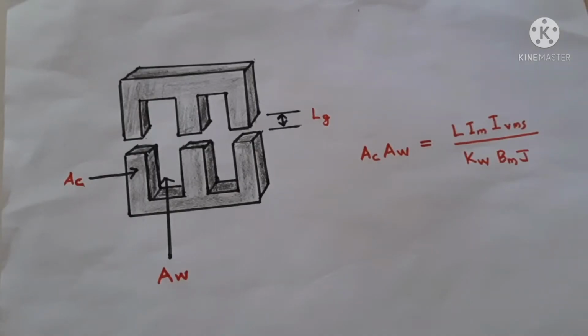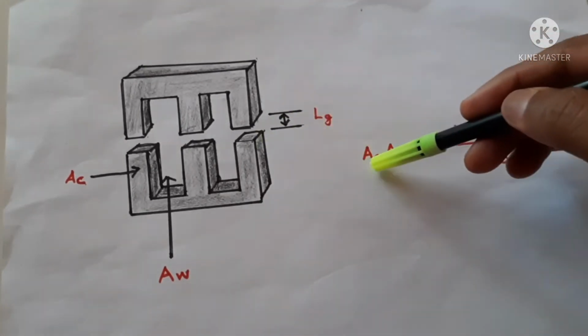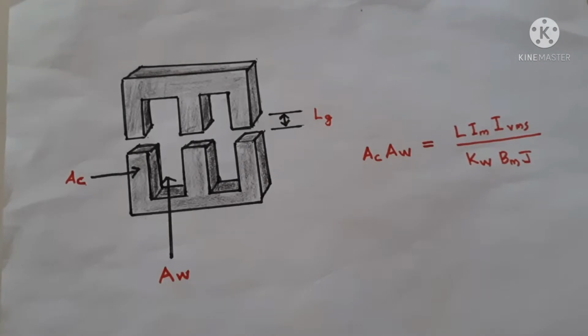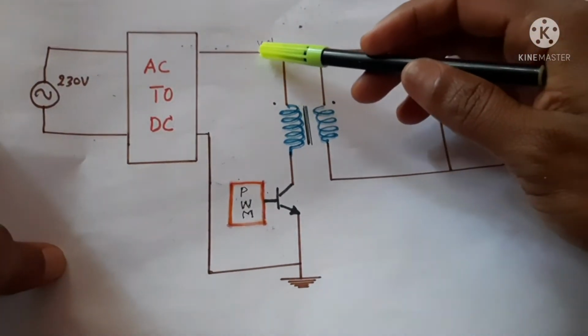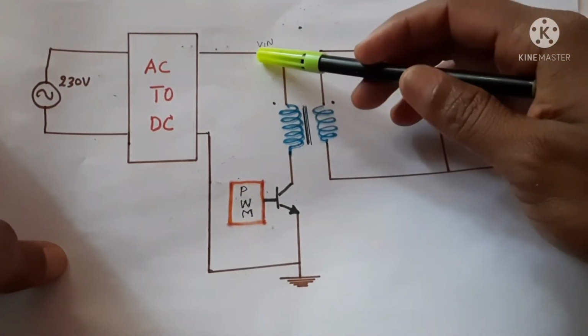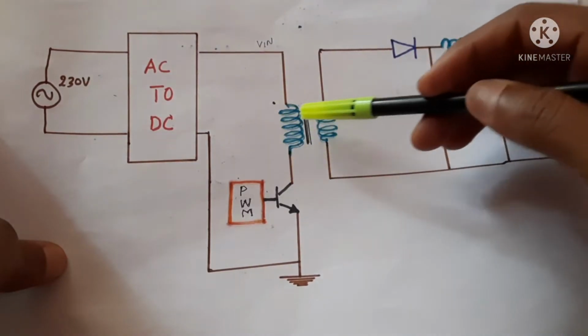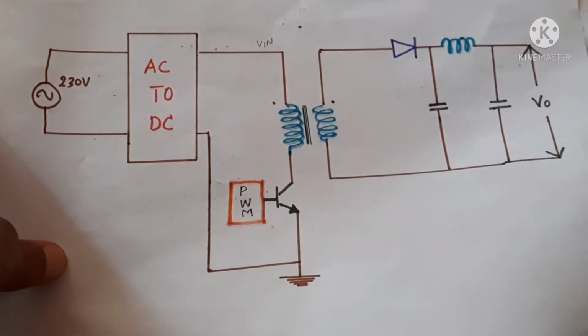Hello and welcome all. Today we are going to explain how the area of the core of the transformer is directly connected to the applied voltage. If we apply more voltage to this transformer, then the core size has to be big. How can we prove that?